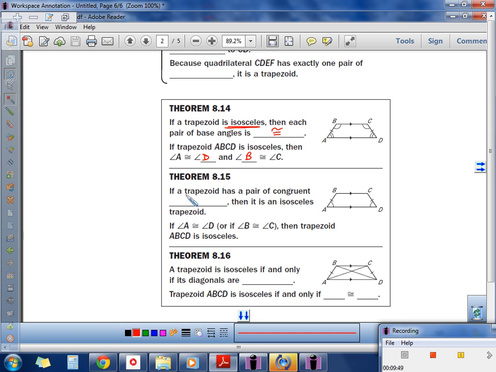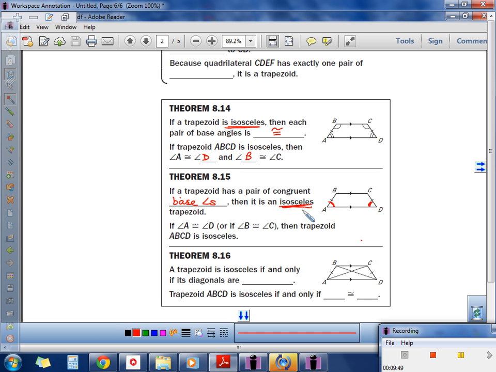Here's another little trick. If a trapezoid has one pair of congruent angles, and really it's base angles, then it's an isosceles trapezoid. So right now we only have A and D congruent. They're along this base down here. Since these angles are congruent and they're along the same base, then you maintain that symmetry, so it is isosceles. So really you only need one pair of base angles to prove it's isosceles.